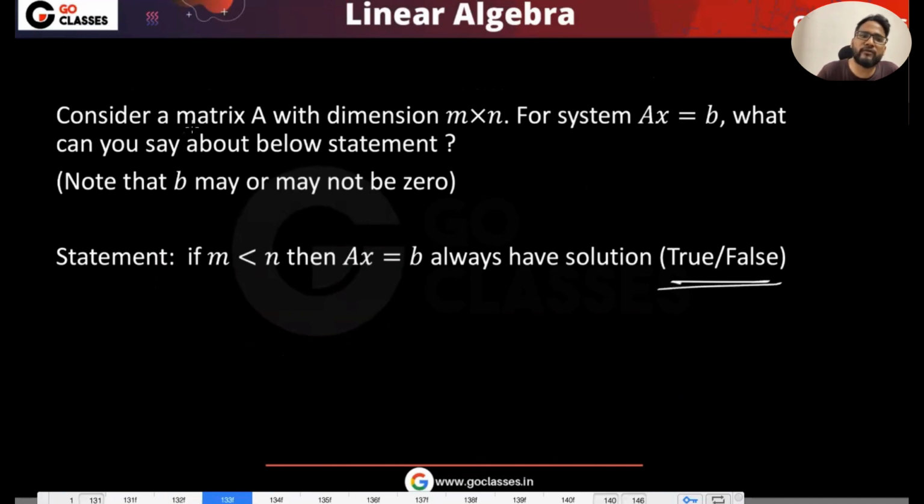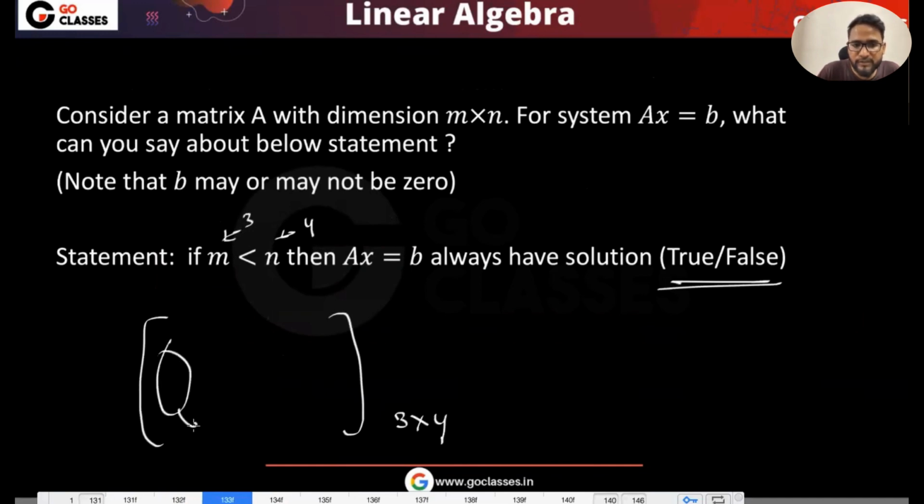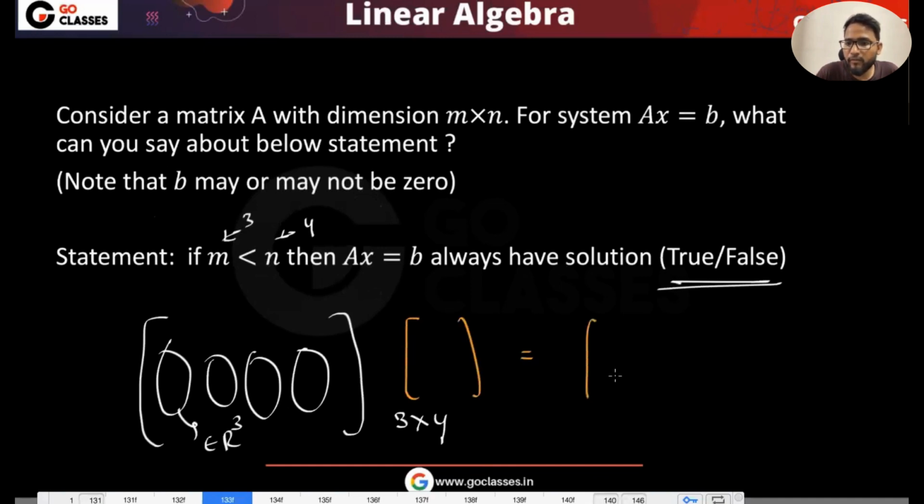Let's solve this question and talk about this true and false. They are saying consider a matrix A with dimension m cross n, where m is less than n. Let me take this as 3 by 4, which means 3 rows and 4 columns, so everything is in R3. For the system Ax equal to b, what can you say about the statement below? Note that b may or may not be 0. If it is 3 by 4, with m less than n, then Ax equal to b always has a solution. Tell me, does it always have a solution?